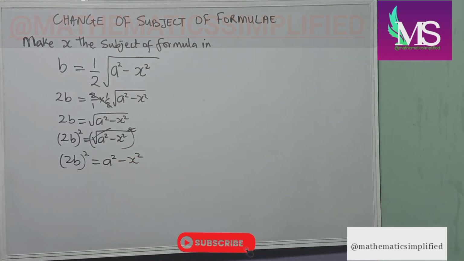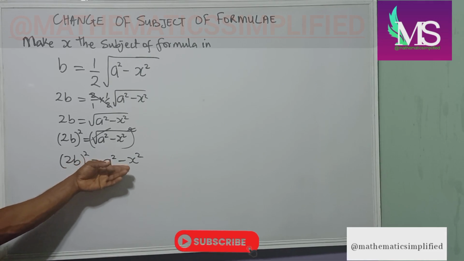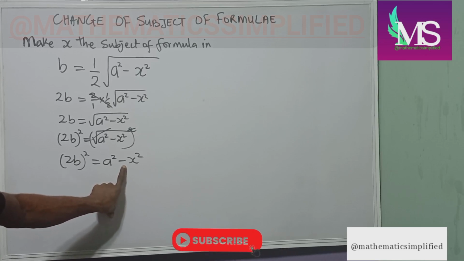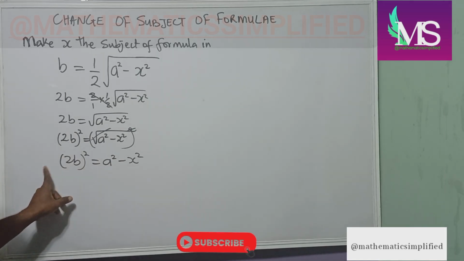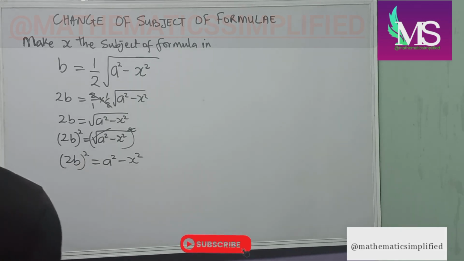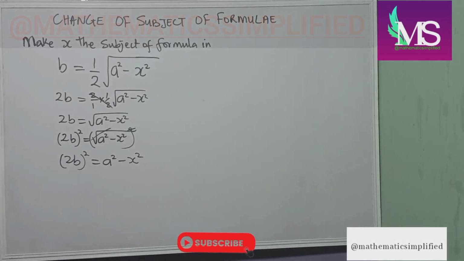Okay, so from here we have addition and subtraction. This is plus a squared and this is minus x squared. So in other words, we can move our x squared over here and move our 2b squared over to the other side. Okay, so this squared will become what?